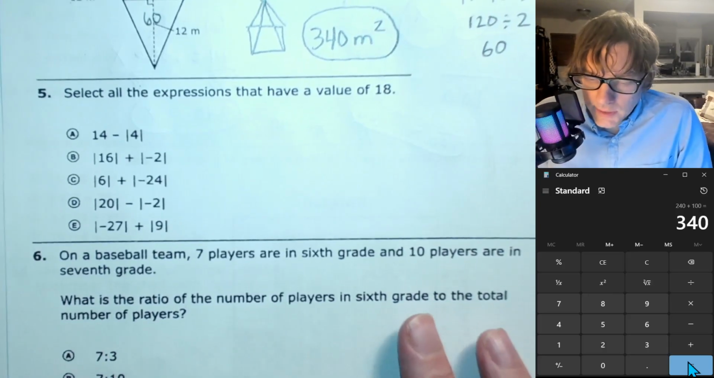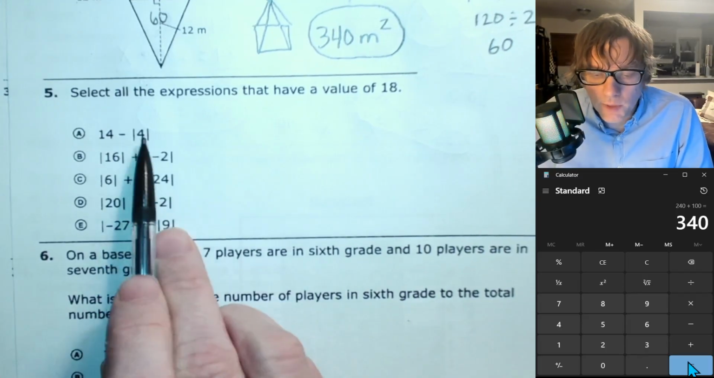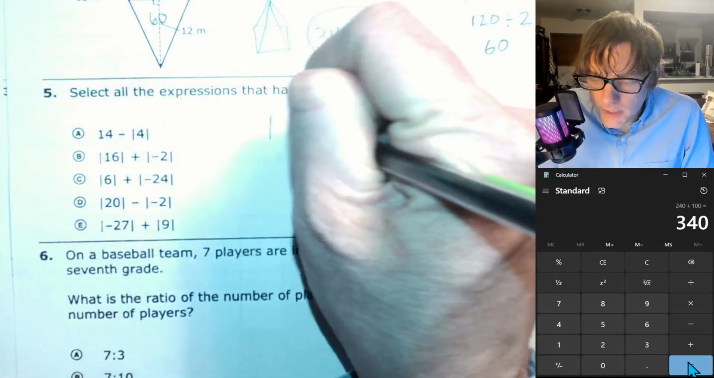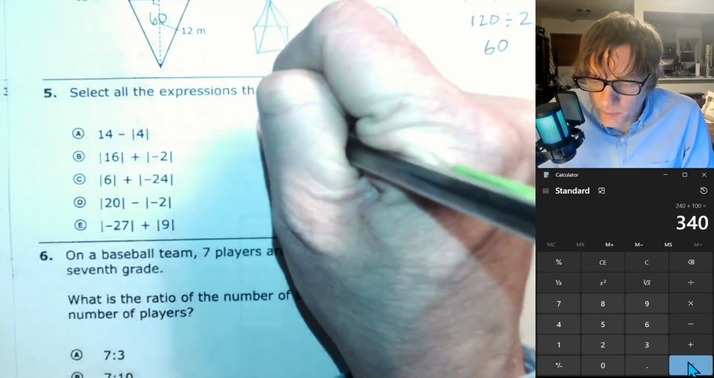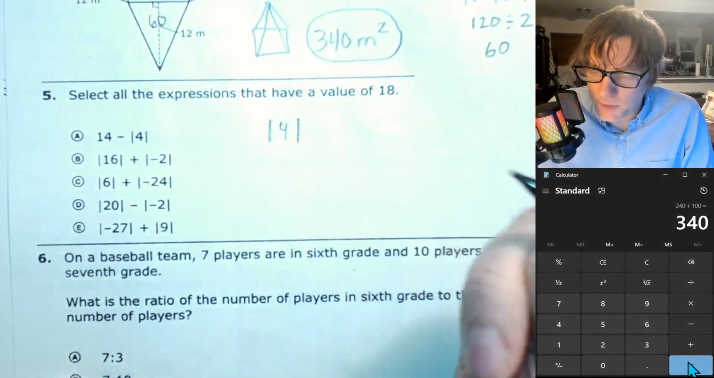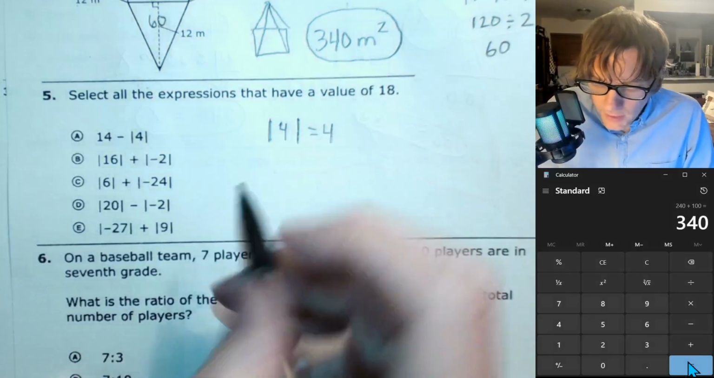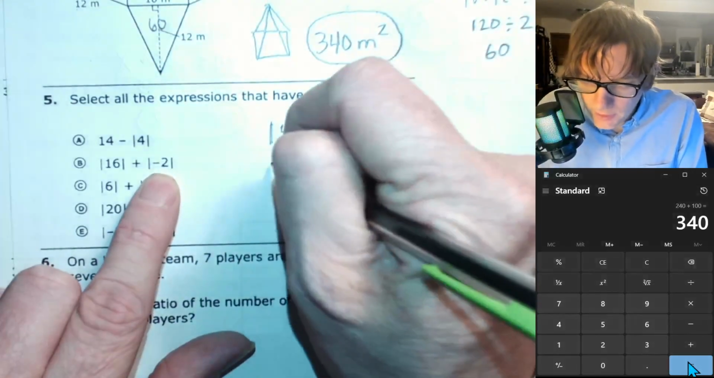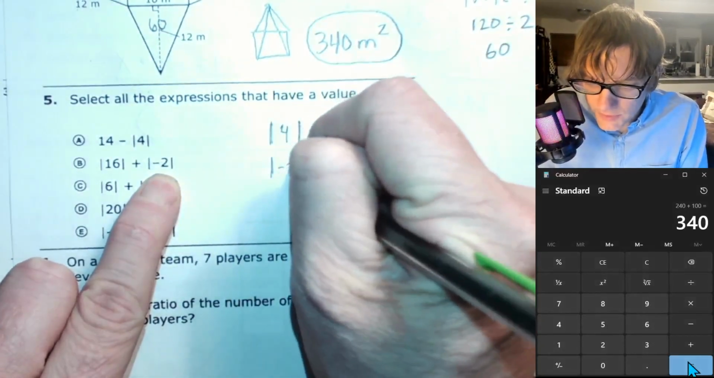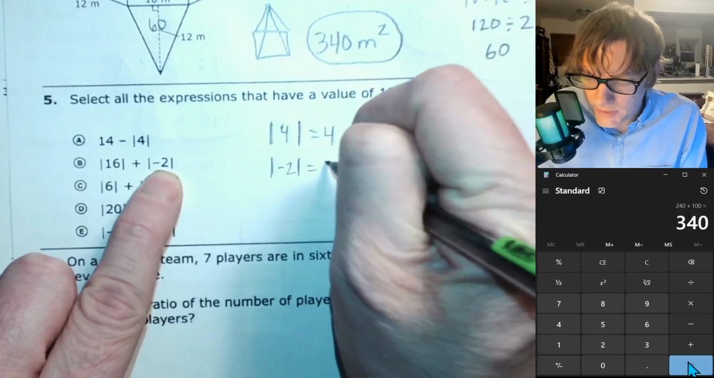All right, select all the expressions that have a value of 18. Well, it looks like we've got absolute value. Remember, the way absolute value works is anything inside of an absolute value turns to a positive number. For example, if I have a positive 4 inside of my absolute value, it stays as a positive 4. And as another example, if I have the absolute value of a negative 2, then this also switches to a positive.